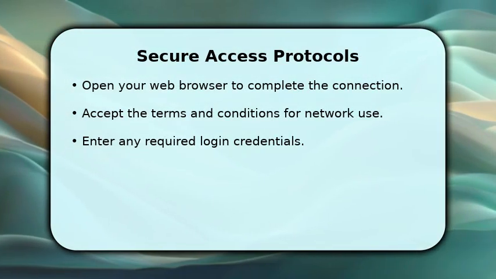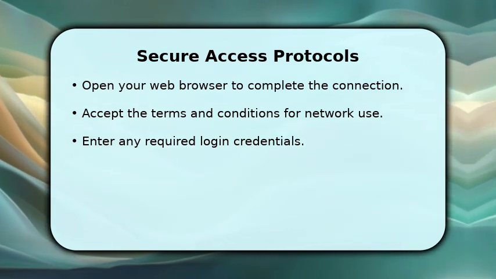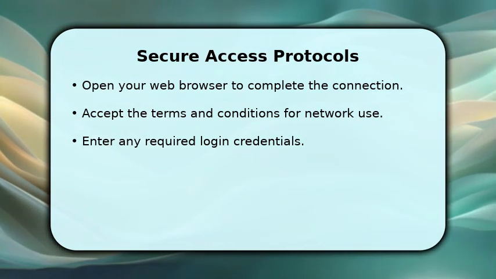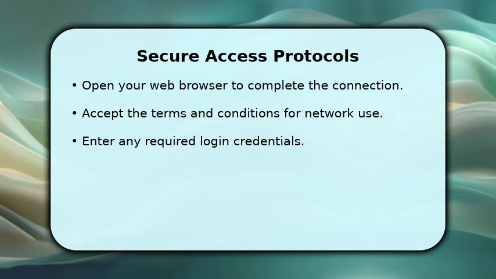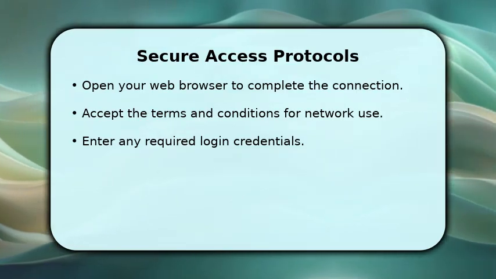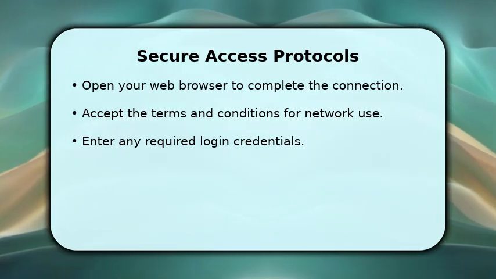Once you have selected the Only Way network, open your web browser. A captive portal page should appear, prompting you to accept the terms and conditions. Read these carefully, then click to accept. If required, enter your login credentials to finalize the connection and gain full internet access.